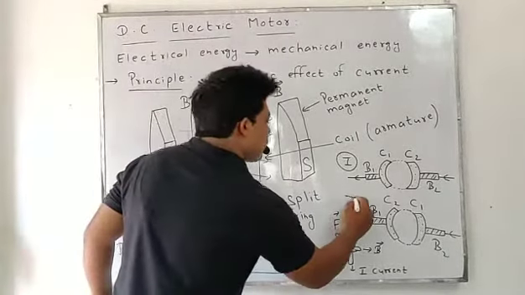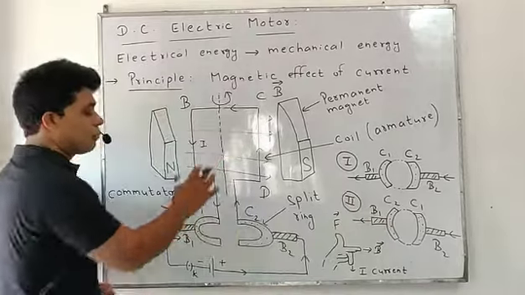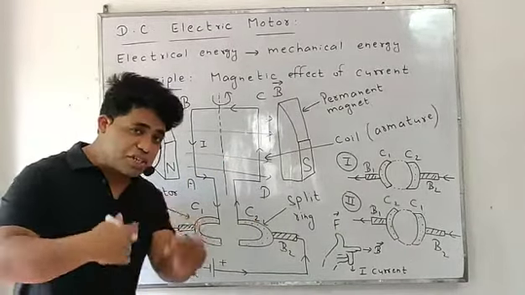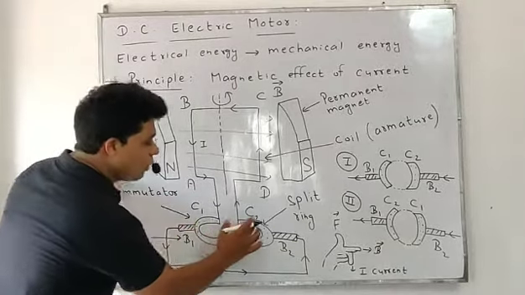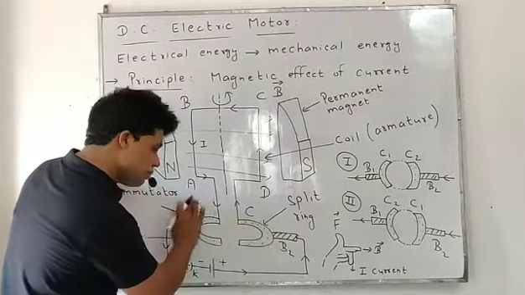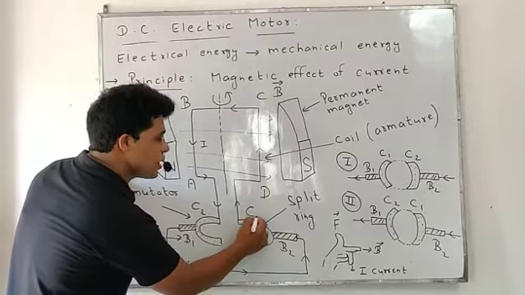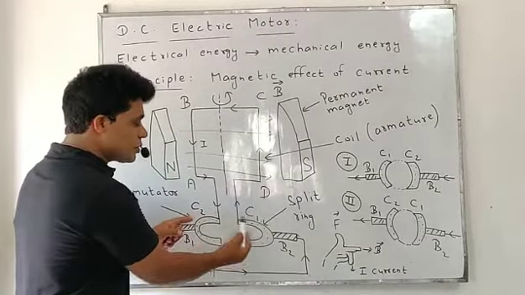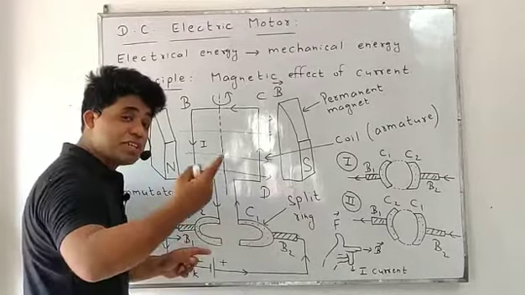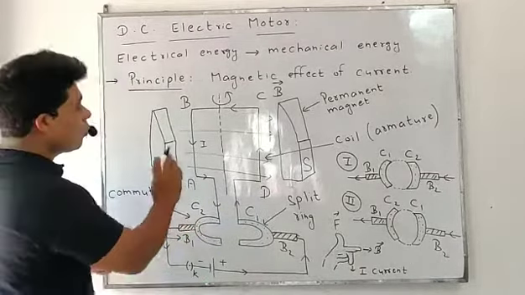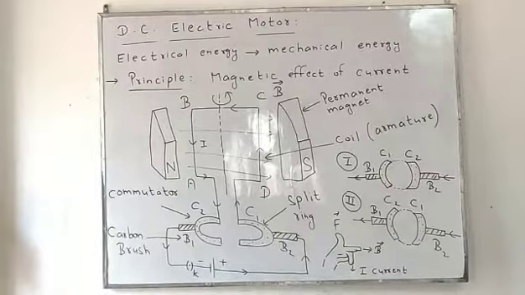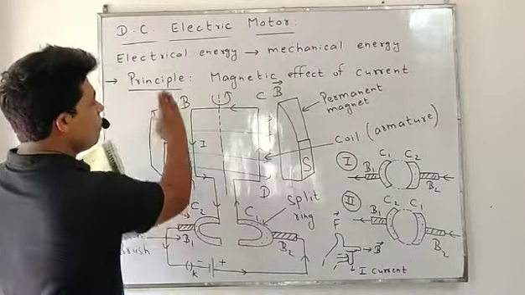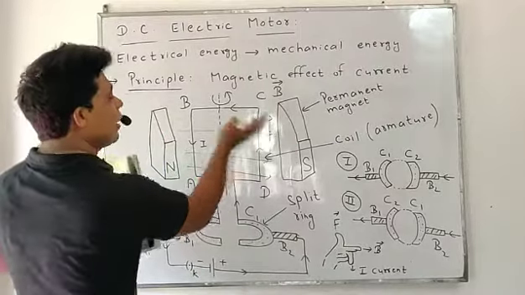In the second half cycle, with the rotation of the coil, this C1 and C2 split ring changes its position. Now C2 comes at that side and that comes as C1. With the rotation of this coil like this, BA comes at that side and CD comes at this side.